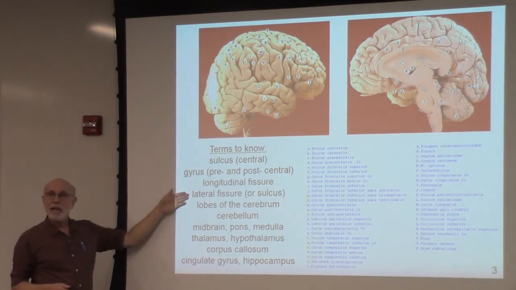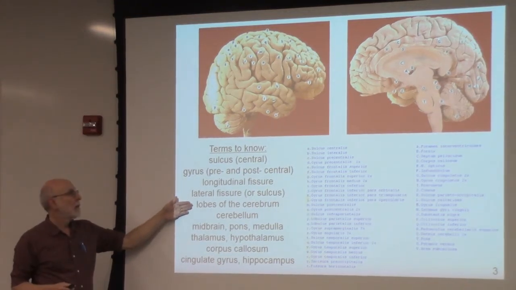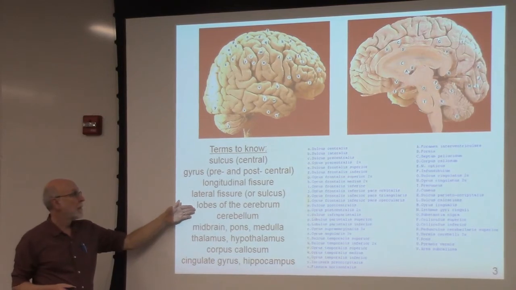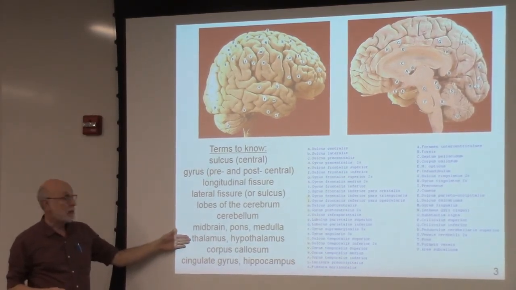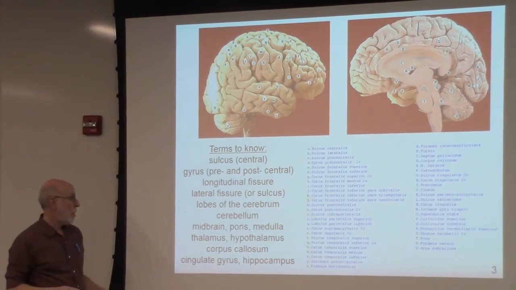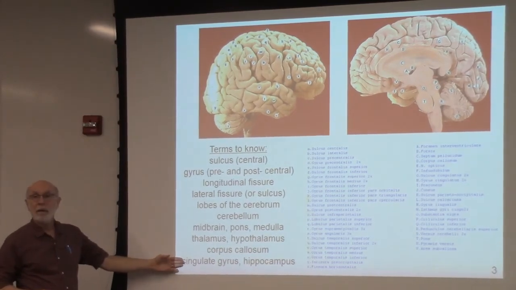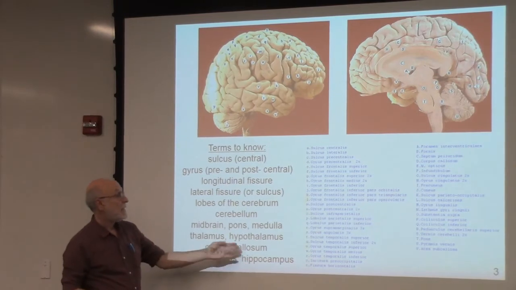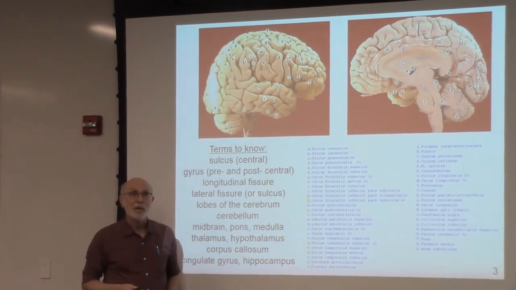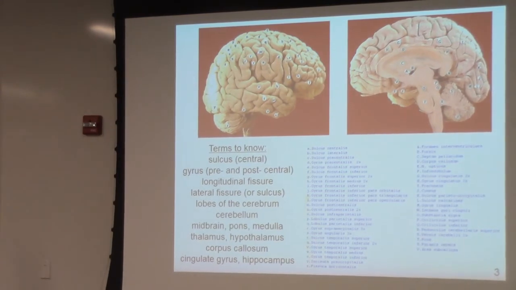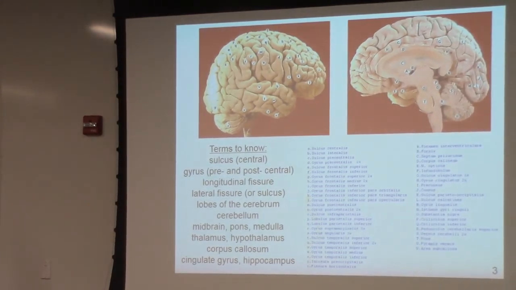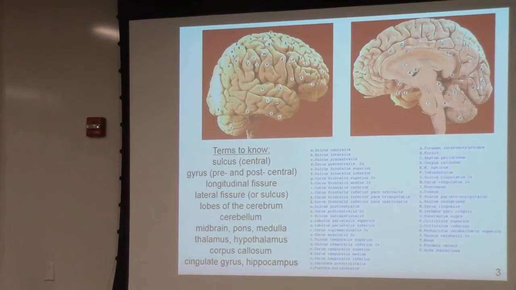The lateral fissure, we had that one, lateral sulcus. Lobes, we did those. Cerebellum, midbrain, pons, medulla, we did those. Thalamus, hypothalamus, we did those. Corpus callosum, so there's the cingulate, and we can't see the hippocampus yet, but we're going to. Okay, so here's a key, sort of a word list of things to learn the names of. It's partial, but it's a start.